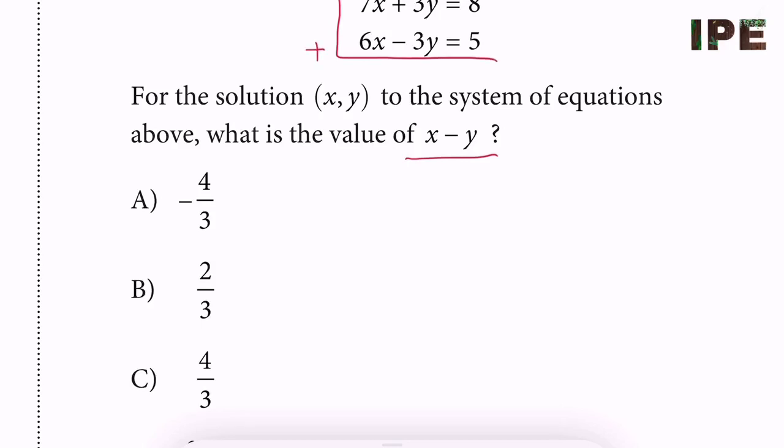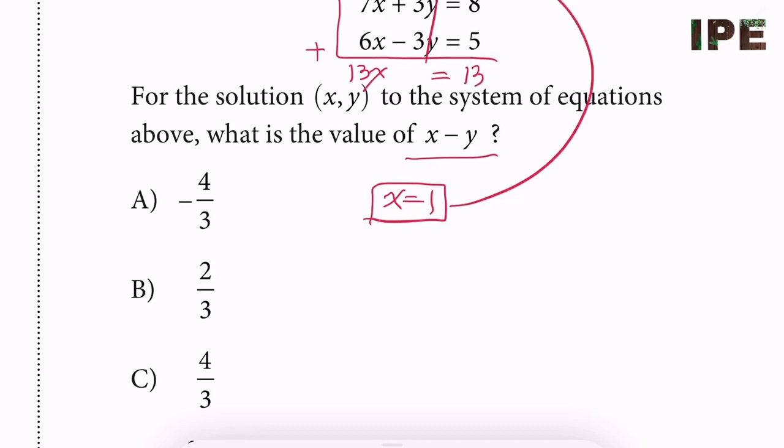Okay. 7x plus 6x, 13x. 3y plus negative 3y cancels out. That is equal to 8 plus 5, 13. That's why x equals 1. Okay, we found x already. Plug in 1 for x into the first equation or the second equation, it doesn't matter. I want to use the first equation.